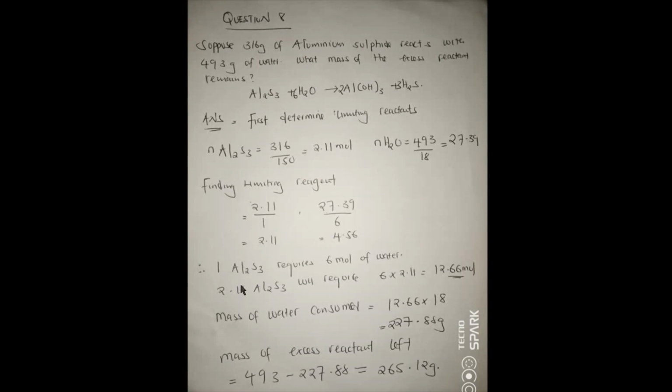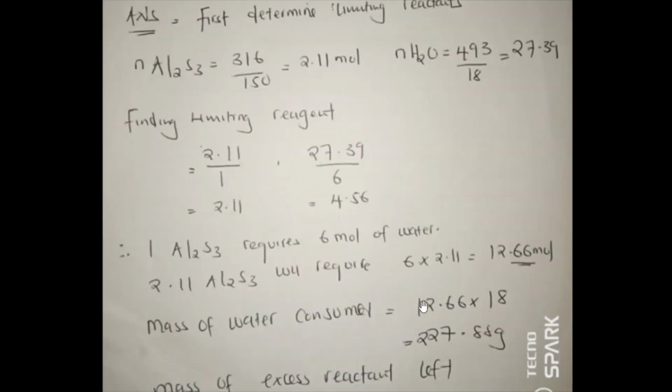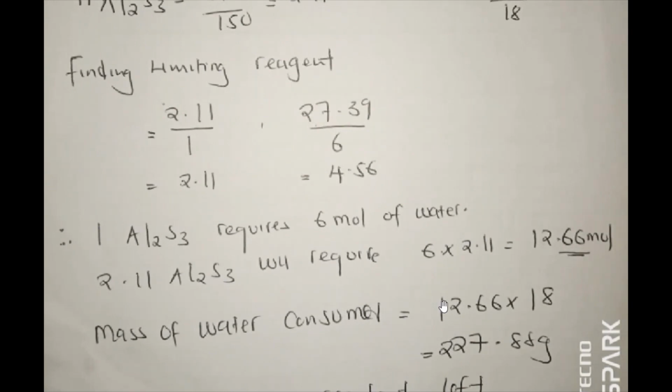Okay, so now find out how many moles of water actually reacted. So you know that 1 mole of aluminium sulfide requires 6 moles of water. So 2.11 will require 6 times 2.11 moles of water. So these are the number of moles for water that actually reacted in this reaction. Okay, so the mass of water consumed would be these moles times the relative molecular mass of water, because you know that mass is just moles times the relative molecular mass.